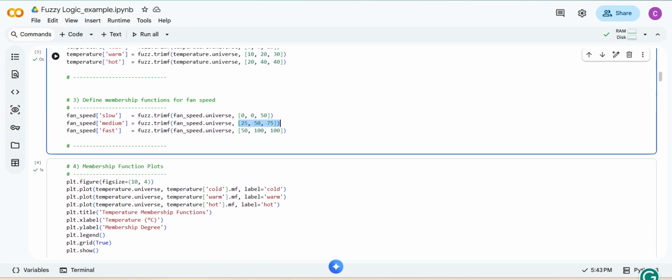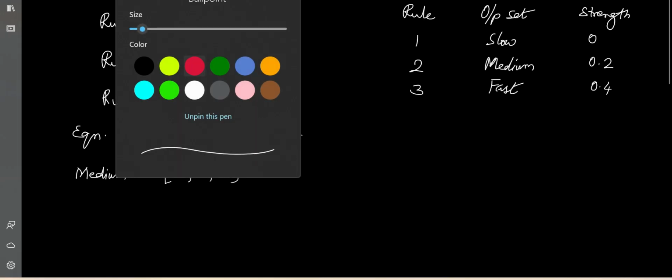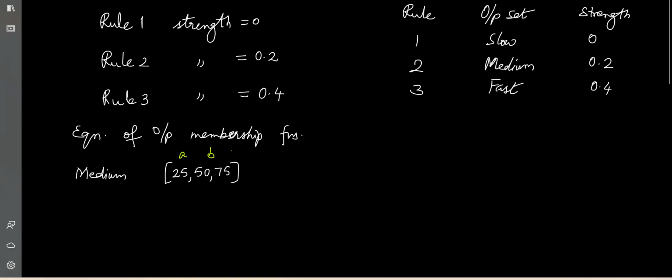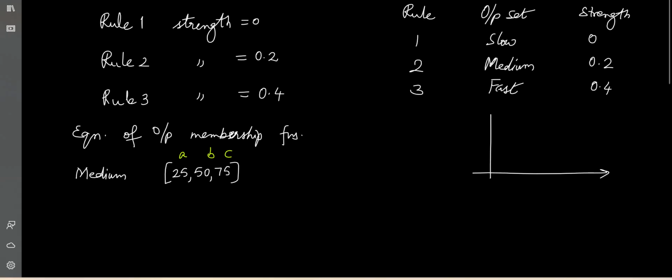So 25, 50, 75. So medium has a membership set 25, 50, 75, and understand in terms of a, b, and c so that we don't get confused again. a, b, and c. Okay. Now, if you see the graph of medium, I'm only drawing medium. So it is starting at 25, attaining the peak value at 50, and again going down to 0 at, sorry, 75. So let us say this graph looks something like this for medium, right?